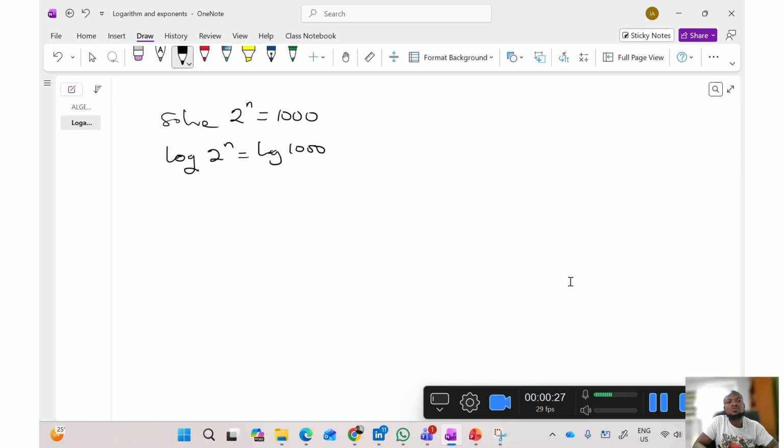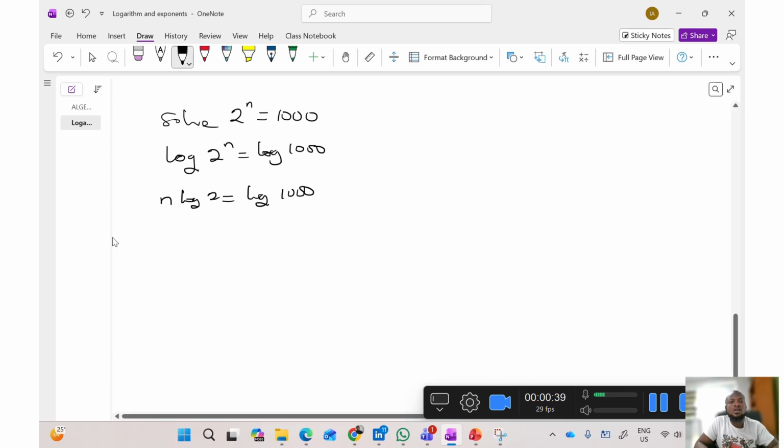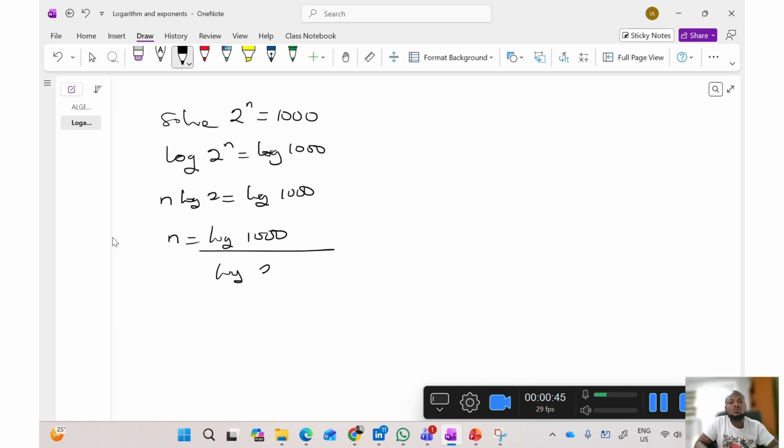When no base is written, it is by default base 10, okay? So that implies that n log 2 is equal to log 1000. That implies that n is equal to log 1000 divided by log 2. So here, the rule does not apply, remember. If I should do this, I need to use my calculator to solve this.